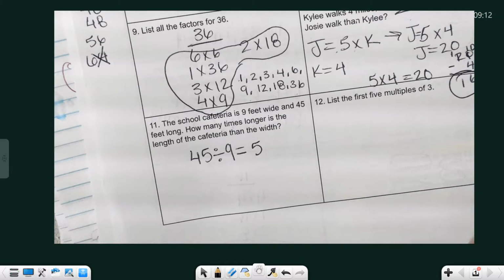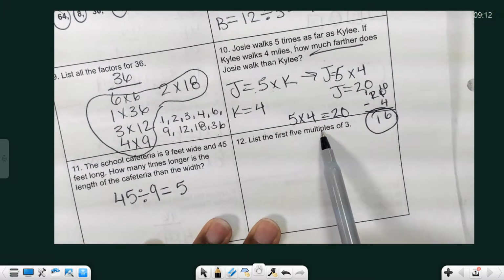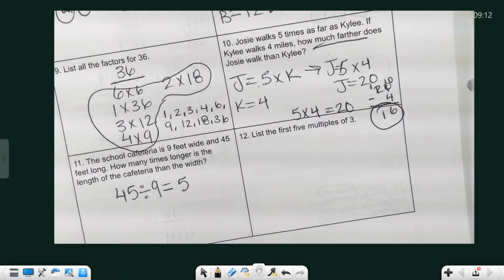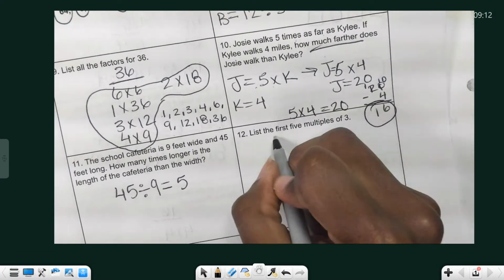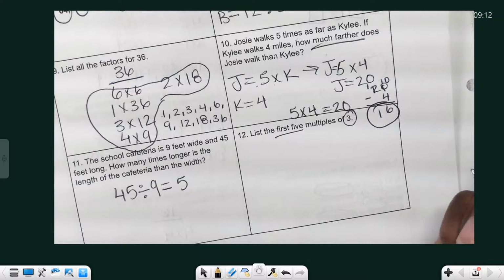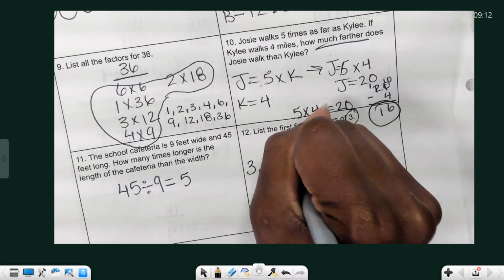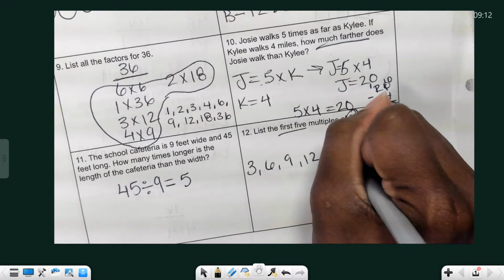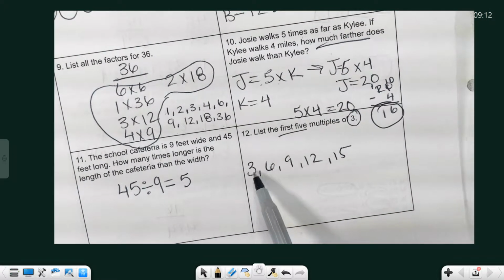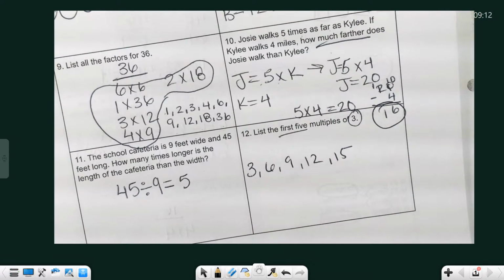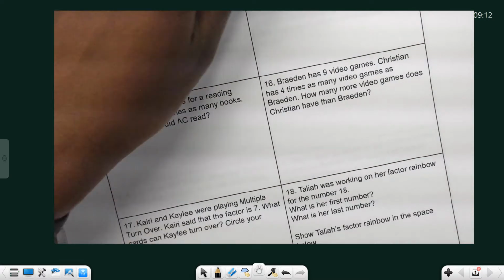All right, look at 12. List the first 5 multiples of 3. Another one just like we did on the first page. First 5 multiples of 3, which means we're counting by 3. So we have 3, 6, 9, 12, 15. Is that your first 5? Yes. 1, 2, 3, 4, 5. That's all you had to do. Count by 3 and list the first 5. Question? No, ma'am. Okay. You all said you go straight to 13 in your package, so now we're all together again.